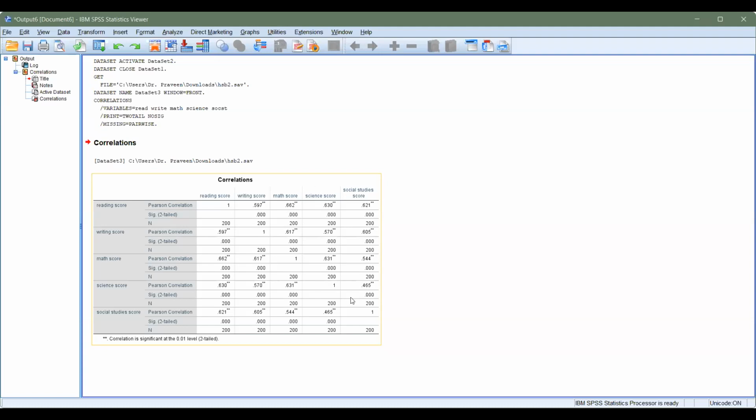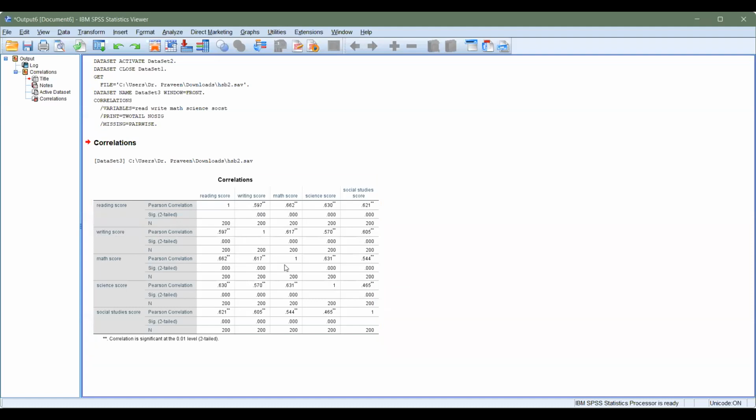And now for multicollinearity, what you have to see: your dependent variable is science. So just forget about the science, but you have to see the correlation between reading score and math score. It is not going beyond 0.8, 80%. Okay, so reading score with social studies, it is also 0.6. The reading score with the writing score is also around 60%, because 0.597. Okay, so the multicollinearity assumption is not violated here.